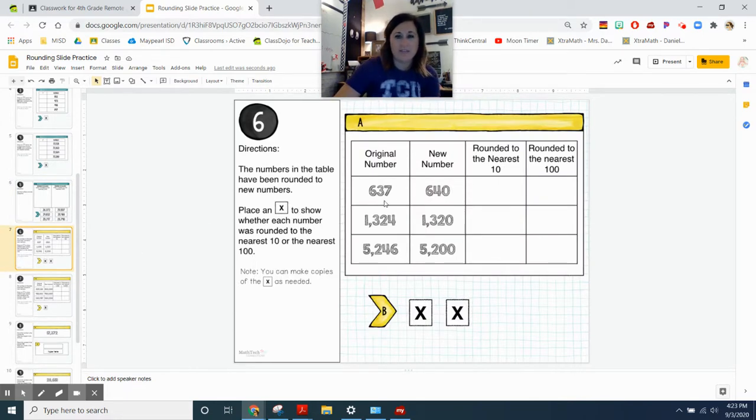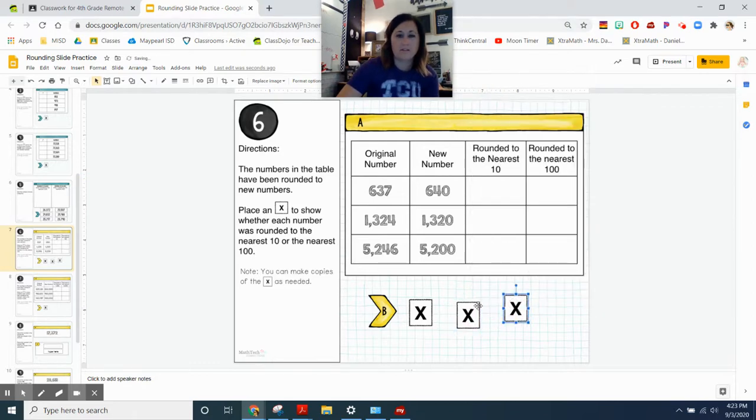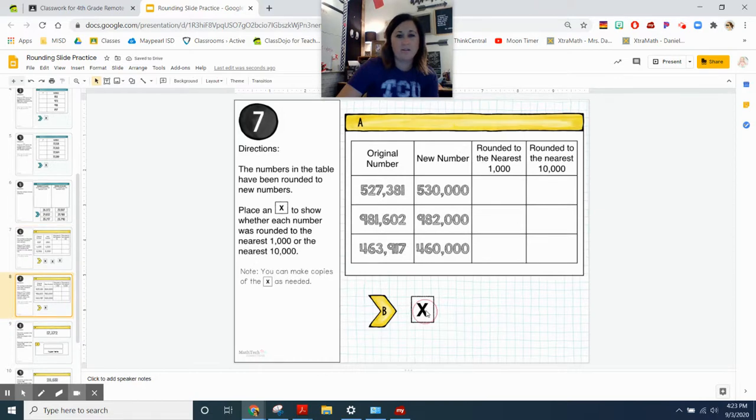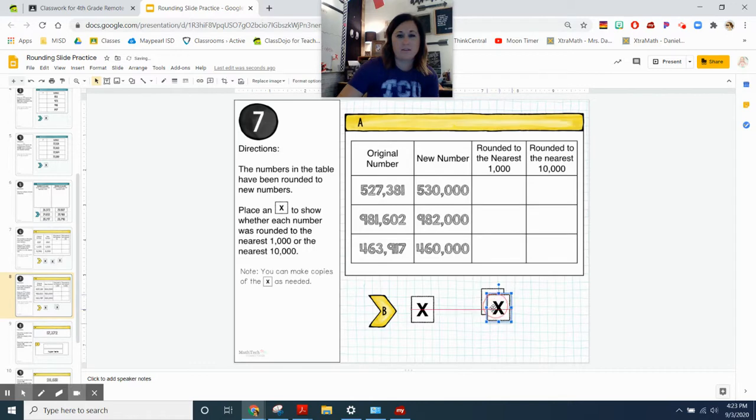Number 7. Okay, here's the original number. Here's the new number, and you're going to tell me whether it was rounded to the nearest 10 or rounded to the nearest 100. So you're going to put the X to show. Okay, I'll need another X. There's another X. Same thing for here. Okay, there's all your X's. Here's the original number, here's the new number, and you're going to tell me with the X if you think it was rounded to the nearest 1,000 or 10,000.